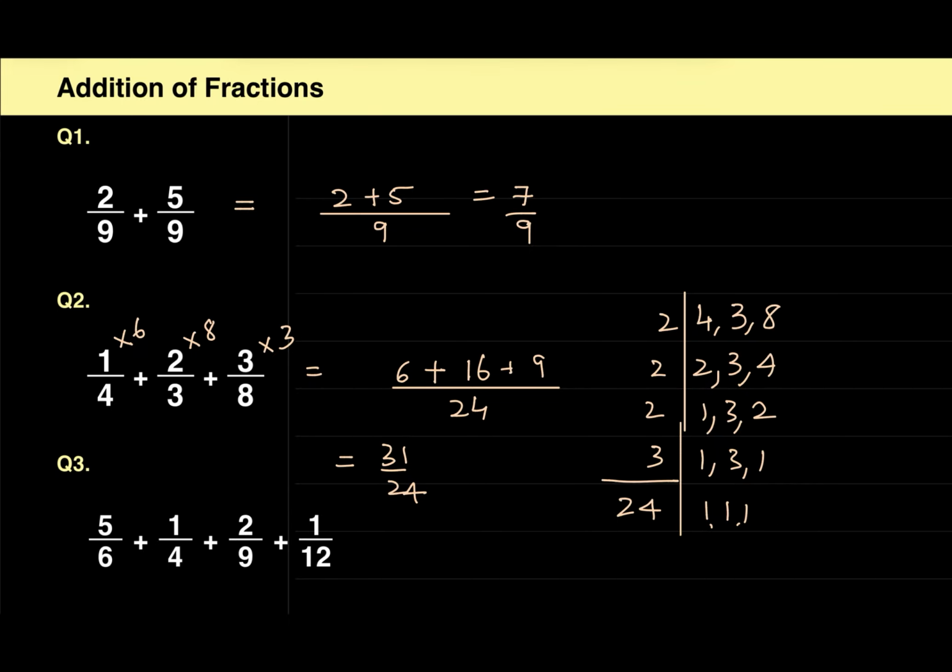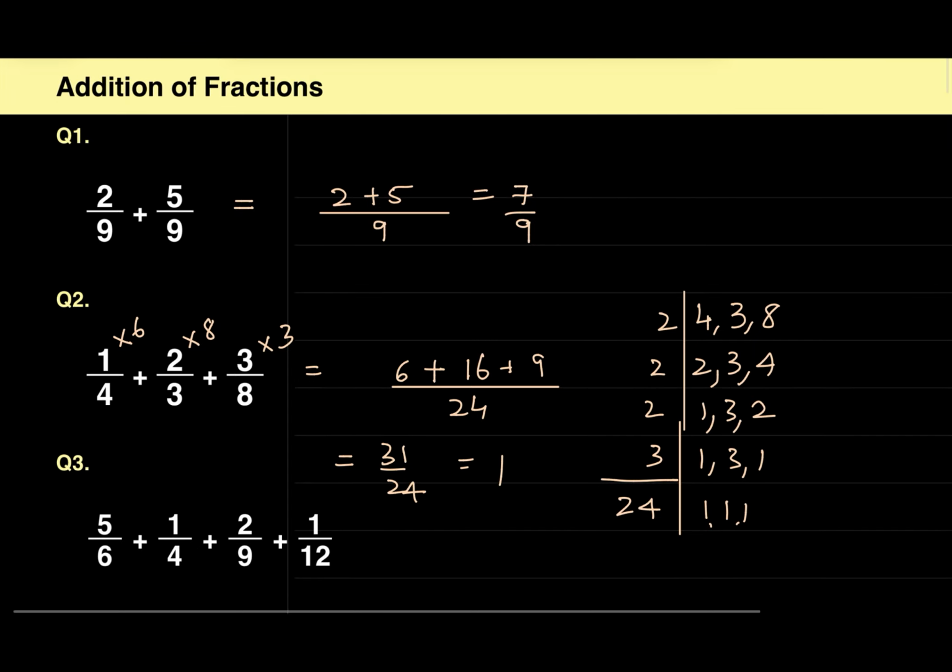So in this case, what is the mixed fraction going to be? 24 ones are 24. 7 upon 24. Sum number 3.